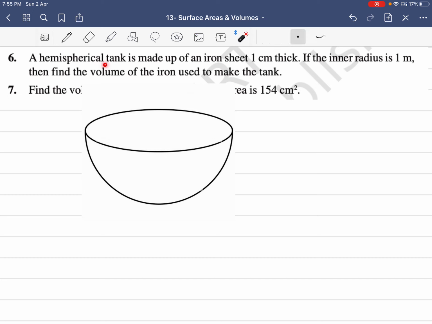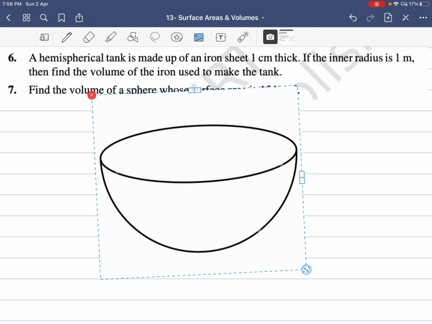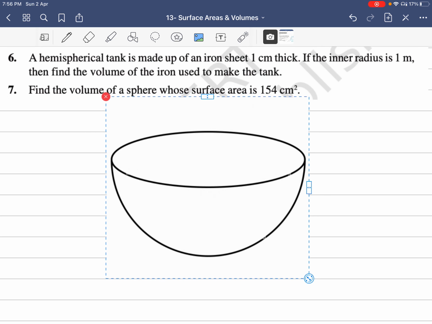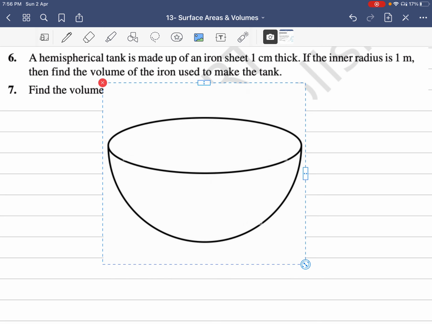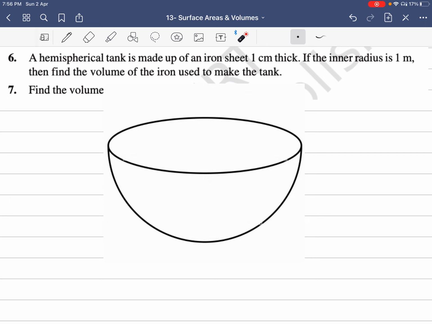A hemispherical tank is made up of iron sheet 1 centimeter thick. The other question is distracting, so I'm just going to increase the size. Now I'll read the question once again. A hemispherical tank, made up of iron sheet 1 centimeter thick. If the inner radius is 1 meter, then find the volume of the iron used to make the tank. We have to find the total volume of the iron that has been used to make the tank.